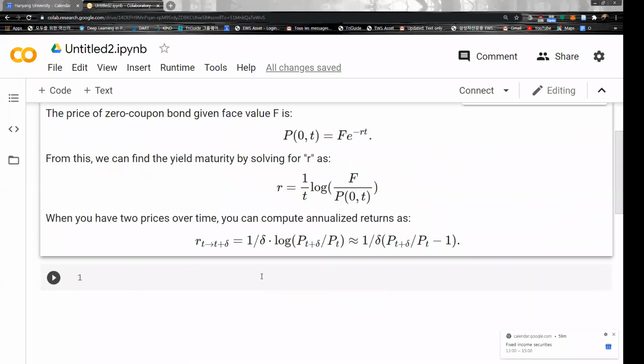Okay, right? So this second part is more familiar to you. P(T plus delta) over P(T) is like a gross return. If you subtract 1, it is a net return, but it is not annualized. So to annualize it, you have to divide by the time between the two. You are familiar with that.